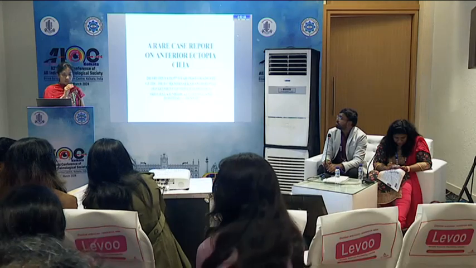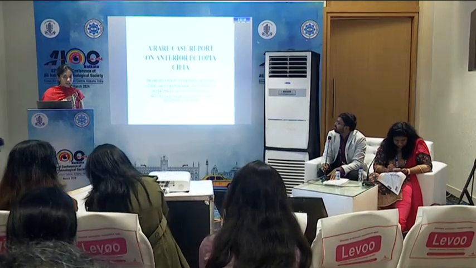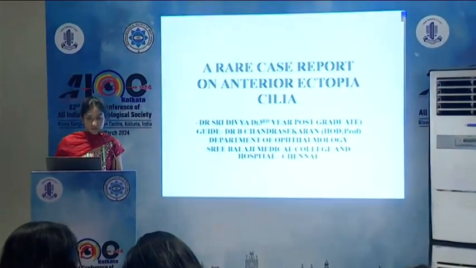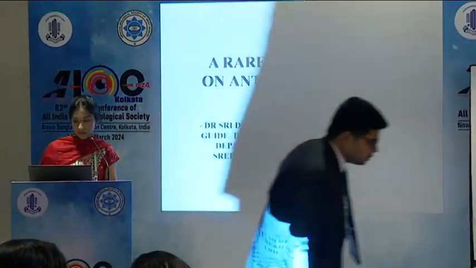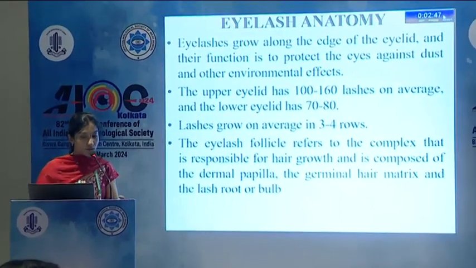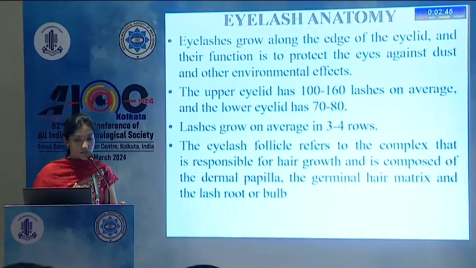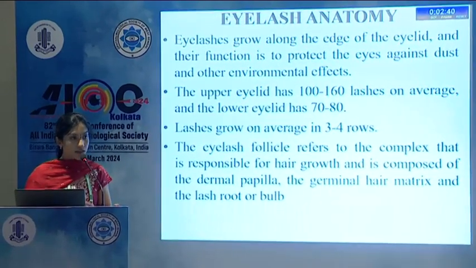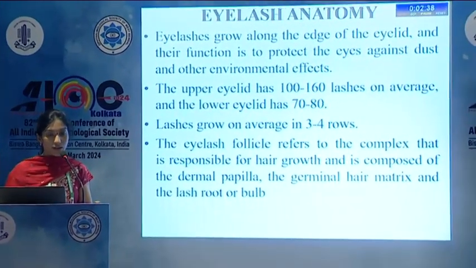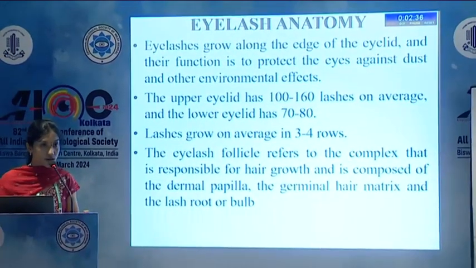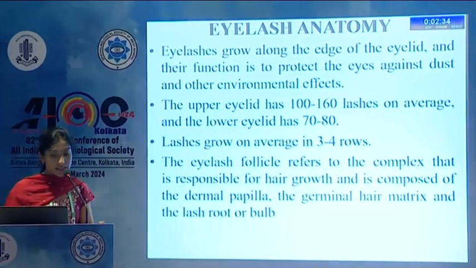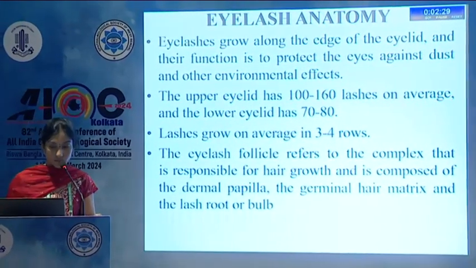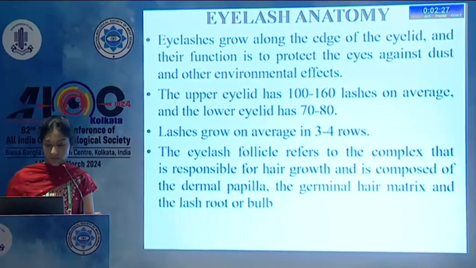Good morning to one and all present here. So I'm going to present a rare case on anterior ectopia cilia. Generally we know that the eyelashes grow along the edge of the eyelid and their function is to protect the eyes from the external environment. The upper eyelid contains around 100 to 160 lashes and the lower eyelid around 70 to 80. These lashes grow on an average of around 3 to 4 rows.